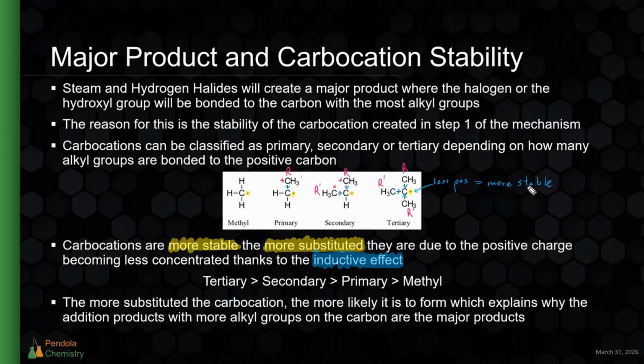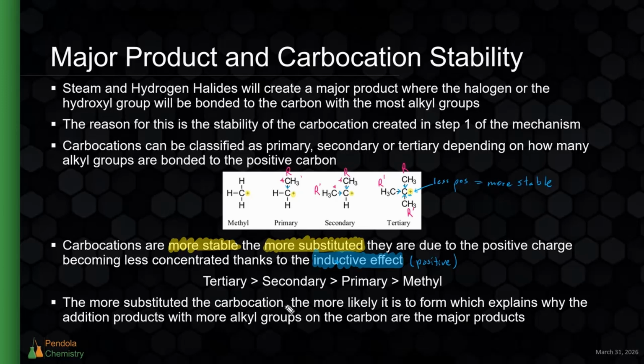Because remember, charges are what guide chemical reactions. The less positive a charge is, we still see it as a full positive, but it's a spectrum, the more stable that compound is going to be, because the fewer things that positive charge is going to attract. And so, the more substituted the carbocation is, the more positive inductive effect we're going to get, because you can have a negative inductive effect, we'll talk about that later, but the more positive inductive effect we have, the less positive the carbocation will be, and the more stable it will be.